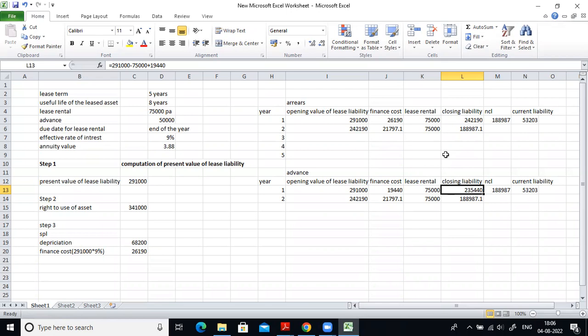But if they specifically mention that it is paid in advance, then this is the procedure which we need to follow for computing the closing liability. Okay. Now, what will be the current liability here? How much current liability have we seen?